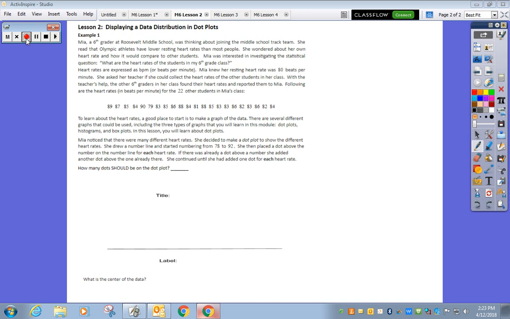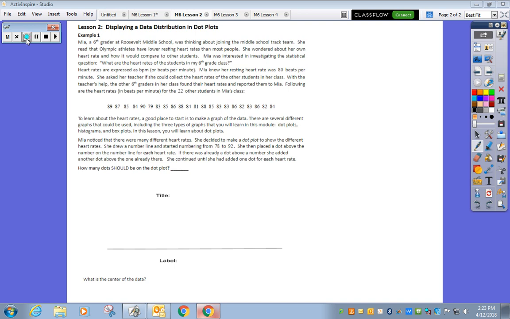Mia noticed that there were many different heart rates. She decided to make a dot plot to show the different heart rates. She drew a number line and started numbering from 78 to 92. She then placed a dot above the number on the number line for each heart rate. If there was already a dot above a number, she added another dot above the one already there. She continued until she had added 1 dot for each heart rate.